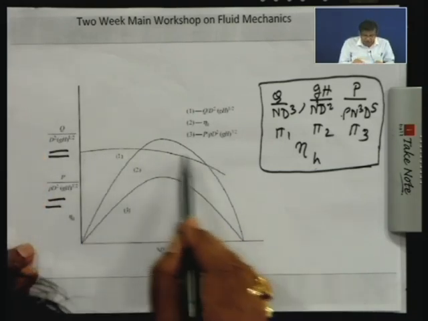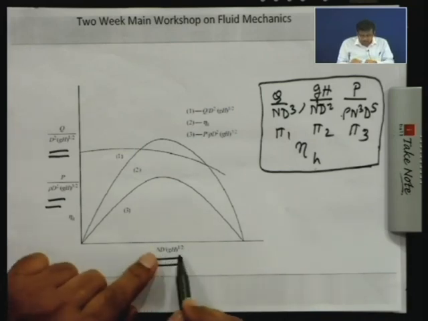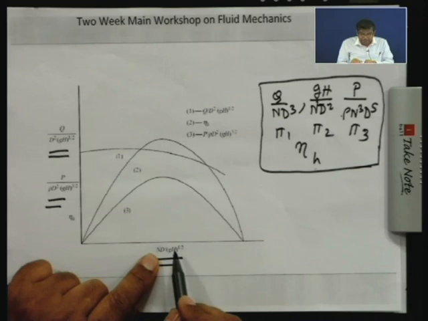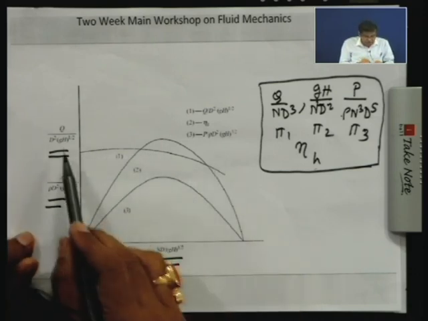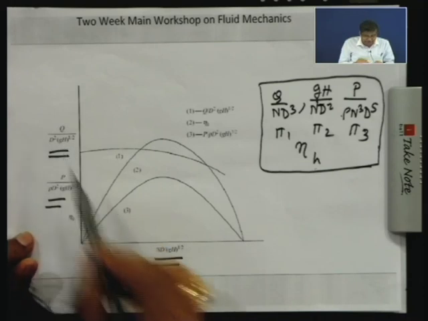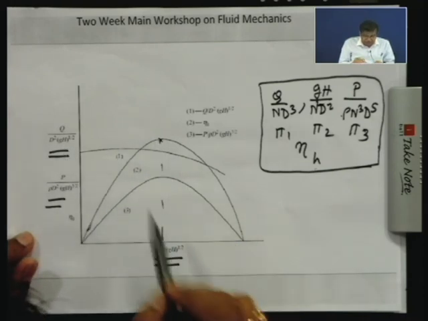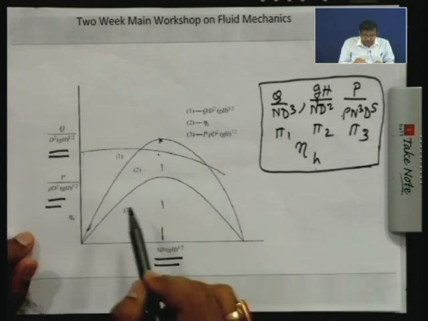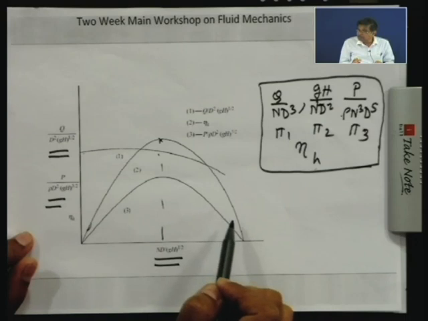Curve 1 is the normalized, and these are all drawn with respect to a normalized speed N, and this is the typical thing. This number 1 curve is of the normalized discharge, 2 is the hydraulic efficiency, which reaches a maximum, and this is the corresponding discharge, and this 3 is the power delivered by the turbine.